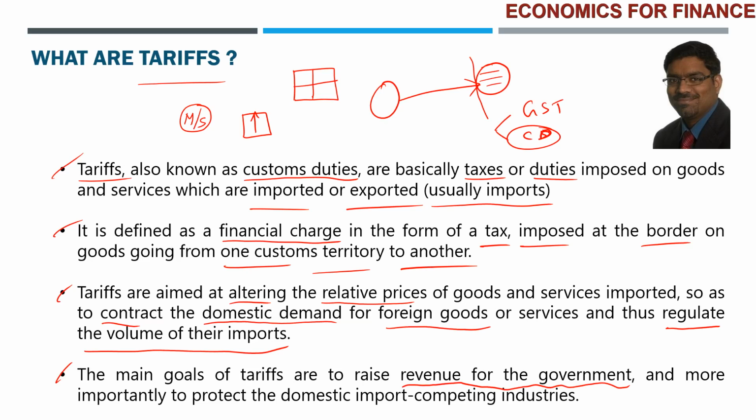But more than that, revenue is just one part. The main objective of tariffs is to protect the domestic import-competing industries. Our own industries we have to protect. Because our own industries, our people's industries in our country, are competing with the imported products. So to whom do we have to give preference, to whom do we have to give protection, to the imported goods or our people? Naturally, our people. So what we are doing is charging the imported goods with a financial charge. We are not banning them completely.